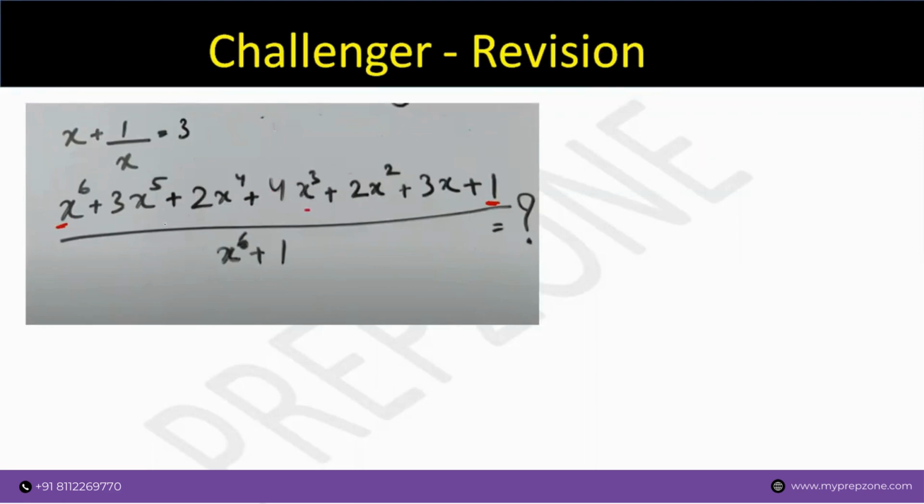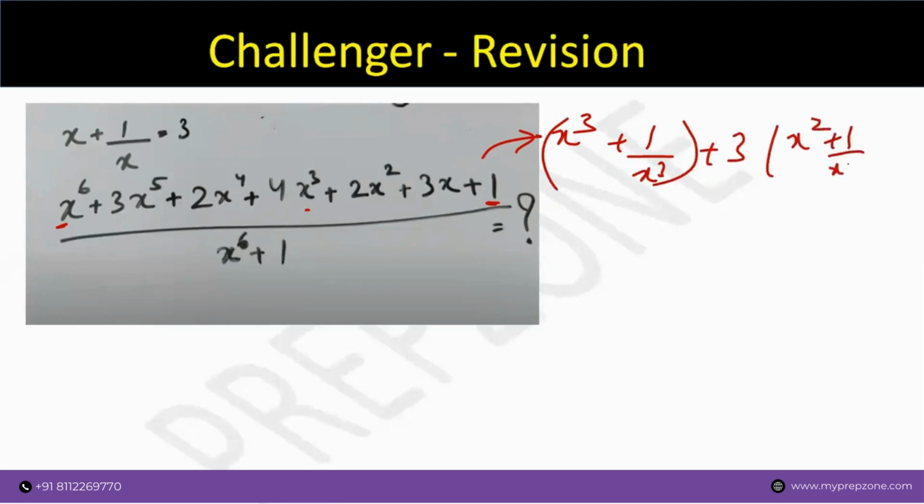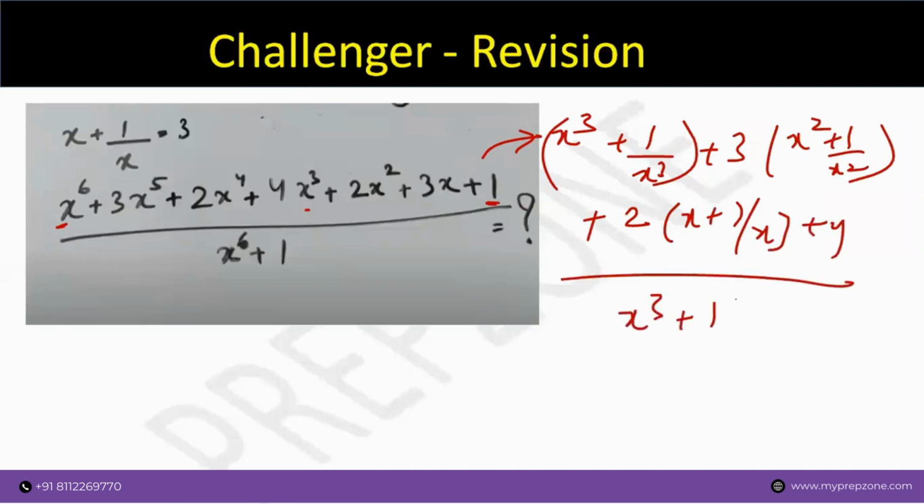So what I'll do is I'll try to divide both numerator and denominator by x cube. Let's see what happens then. The first one becomes x cube. The last one becomes 1 by x cube. I'll just club them. The first one becomes 3x square. The last one becomes 3 by x square. Then twice of this, if you divide this by x cube, this becomes x plus 1 by x plus 4, and in the denominator you have x cube plus 1 by x cube.